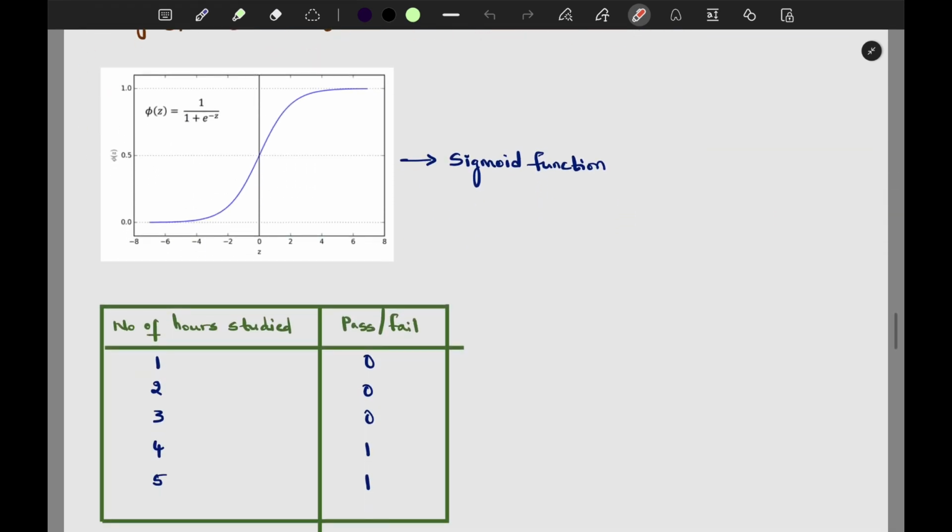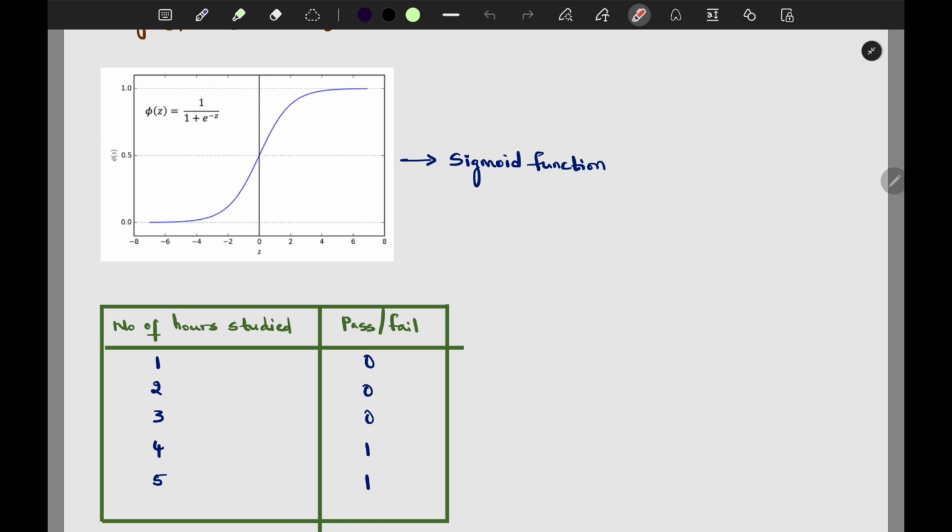Let's say we have this data. If the person is studying for 1 hour, they are going to fail the exam. Similarly, if the person is studying for 2 hours, they are going to fail. For 3 hours also, they are going to fail the exam. But if the person is studying for 4 hours, then they are going to pass the exam. Similarly, for 5 hours, they are going to pass the exam. Now let's get into math.